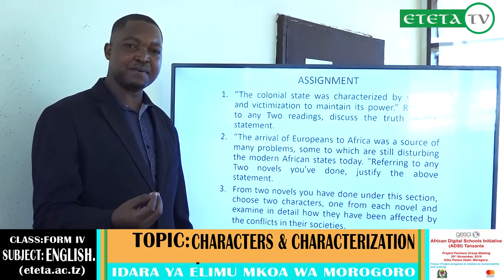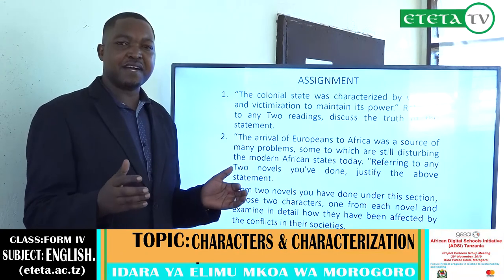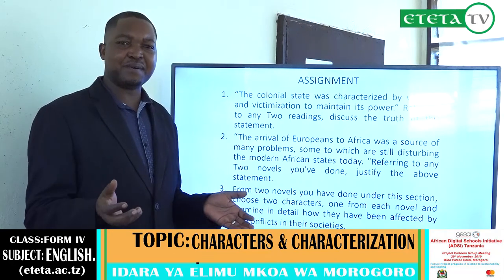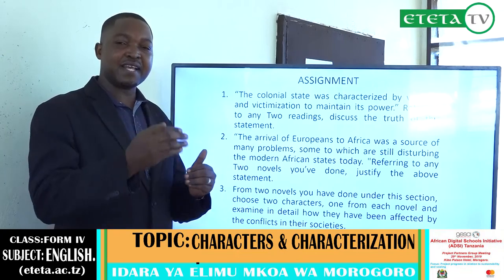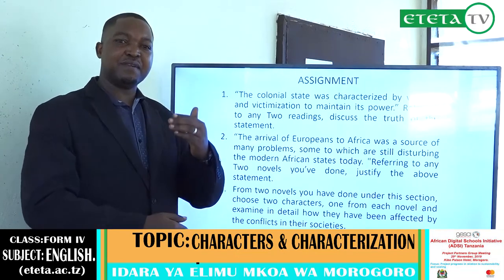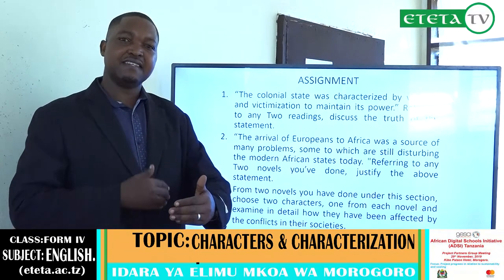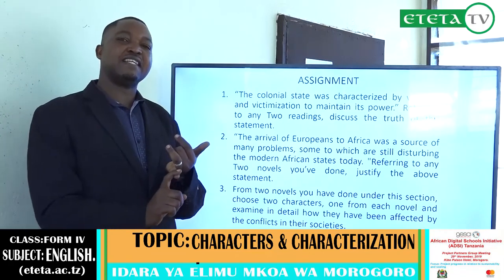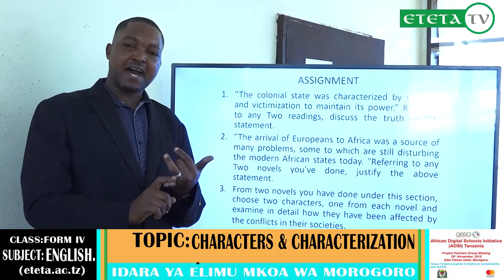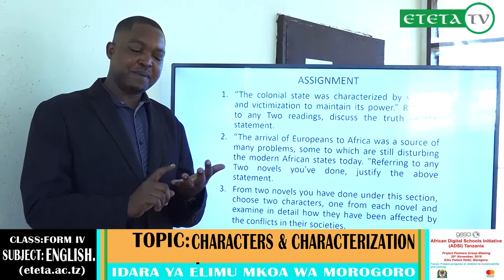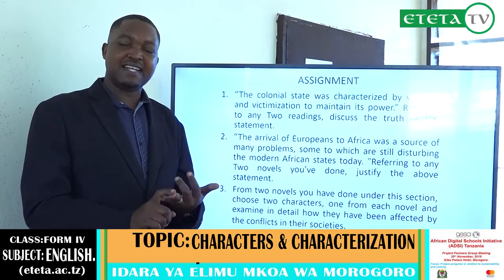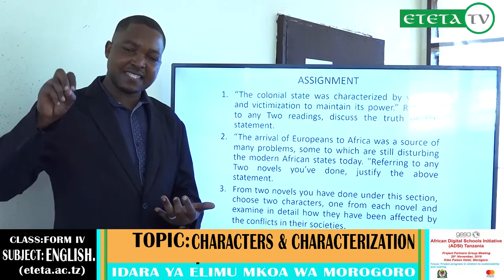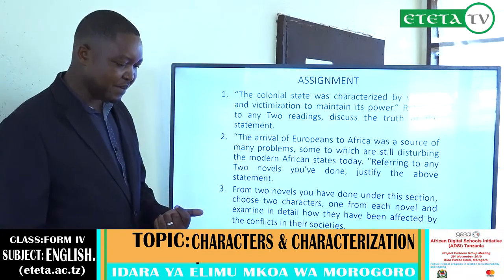You can cite examples of how the colonial government acted in a dictatorial way, that is a tyrannical way of ruling. There was no way they could maintain their power, they could maintain their government without using dictatorship. So the colonial state was characterized by violence. How people suffered, how people were tortured by the colonial government, the strikes which were conducted and the way they were suppressed by the white people. You can explain, you can cite examples from the book.